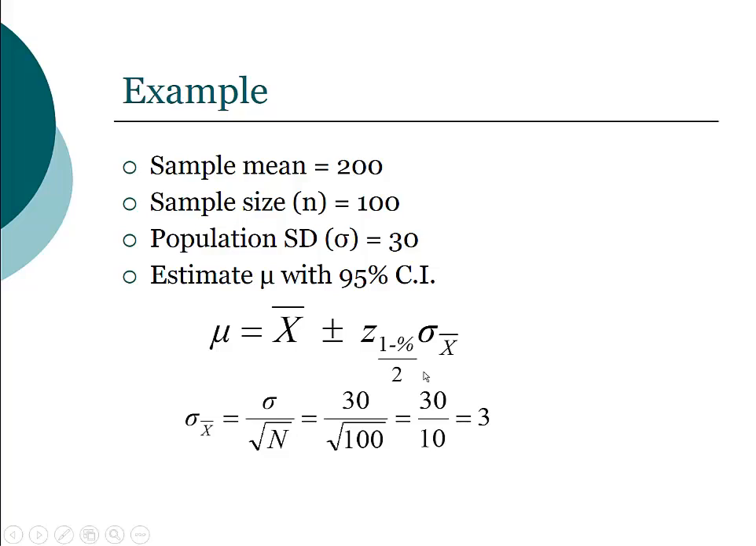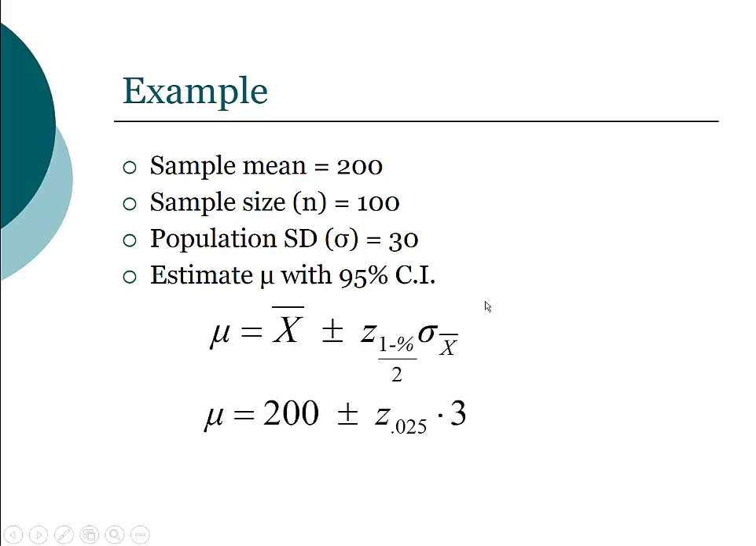So let's calculate our standard error first. So we've got a 30 standard deviation, put that right there. Sample size of 100, put that right there. Square root of 100 is 10. 30 divided by 10 is 3. So this 3 is going to go right there. And then we need to look up 1 minus 95% divided by 2. So 1 minus 95% is 5%. 5% divided by 2 is 0.025.